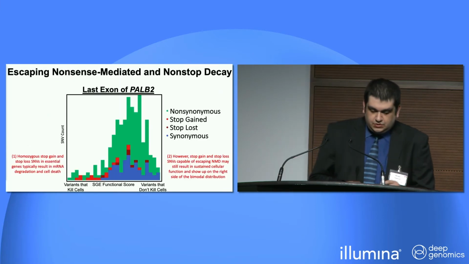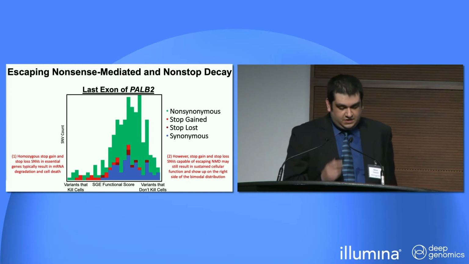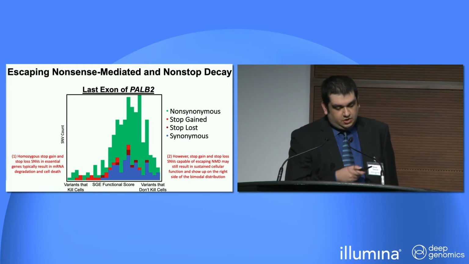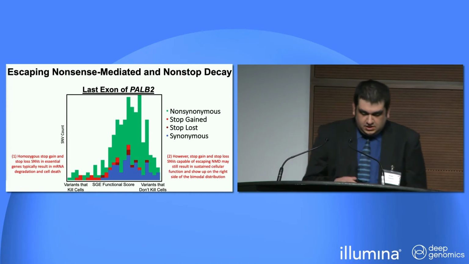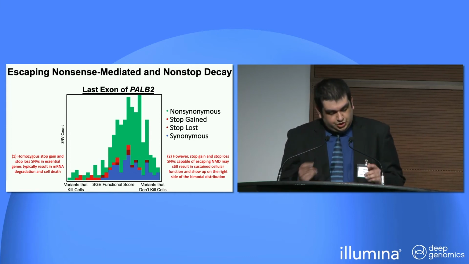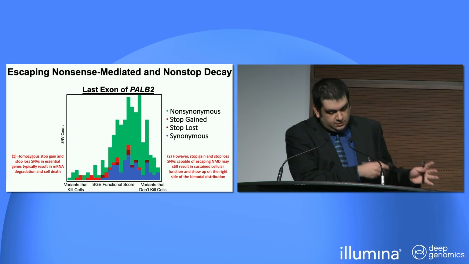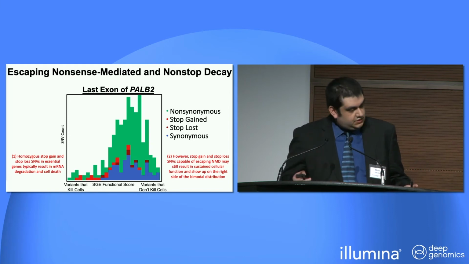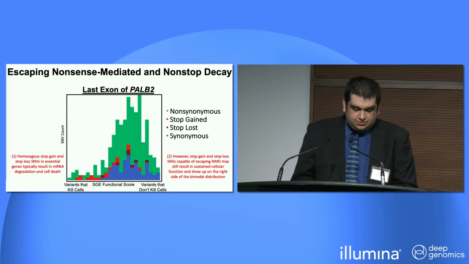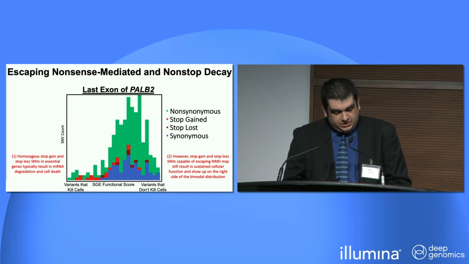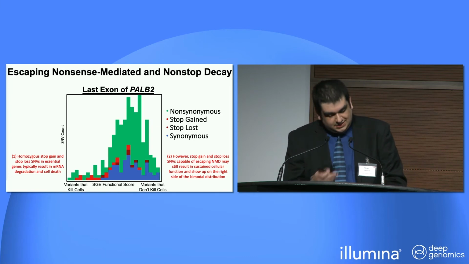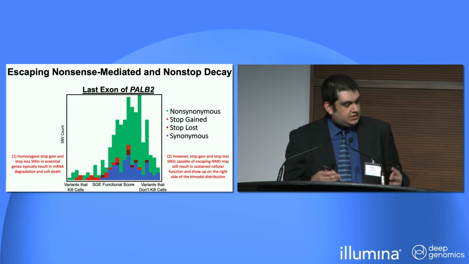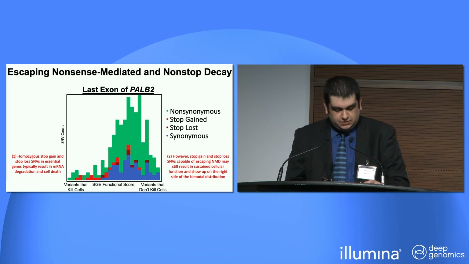Finally, we can reproduce known genomic phenomena such as escape from mRNA surveillance mechanisms. For example, we show here that stop gain as well as stop loss variants in the last exon of PALB2, which normally accumulate on the left side of our bimodal distribution, are actually spread out across the distribution, demonstrating that nonsense SNV alleles can escape from nonsense-mediated decay, and stop loss SNV alleles can escape from non-stop decay, as predicted for the last exon of multi-exon genes.